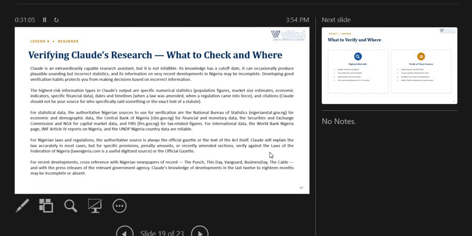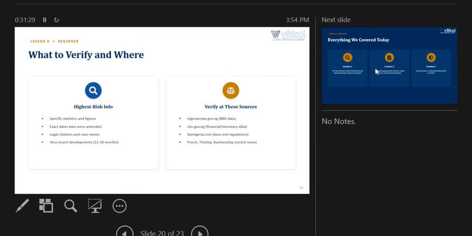Then for recent developments, cross-reference with Nigerian newspapers of record: The Punch, ThisDay, Vanguard, BusinessDay, The Cable, and with the press releases of the relevant government agency. Claude's knowledge of developments in the last 12 or 18 months may be incomplete or absent. Okay, so note what to verify and the sources to verify them from, so you don't assume that what Claude gave you is the most correct, most reliable information. No, that could lead to trouble, right? That could lead to trouble.